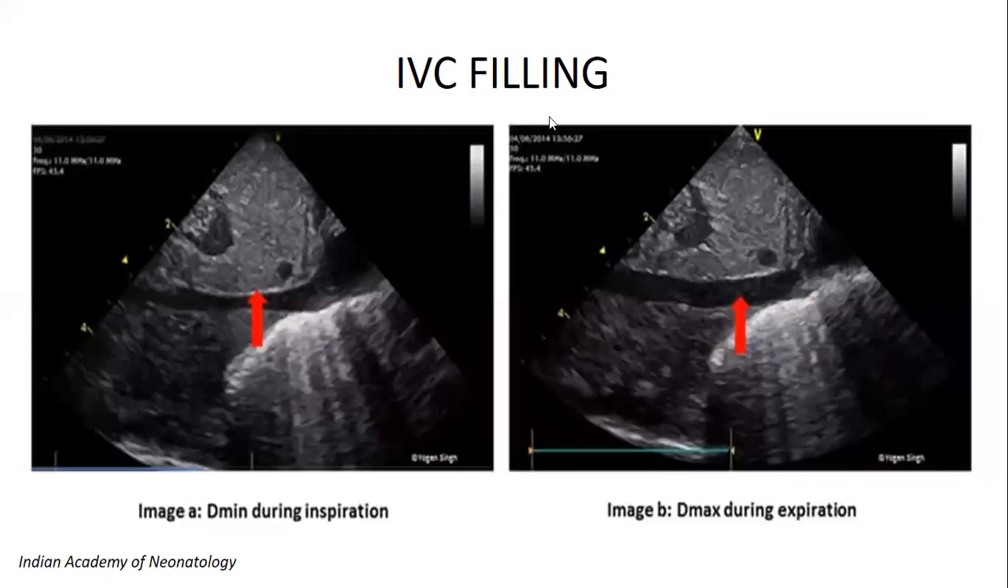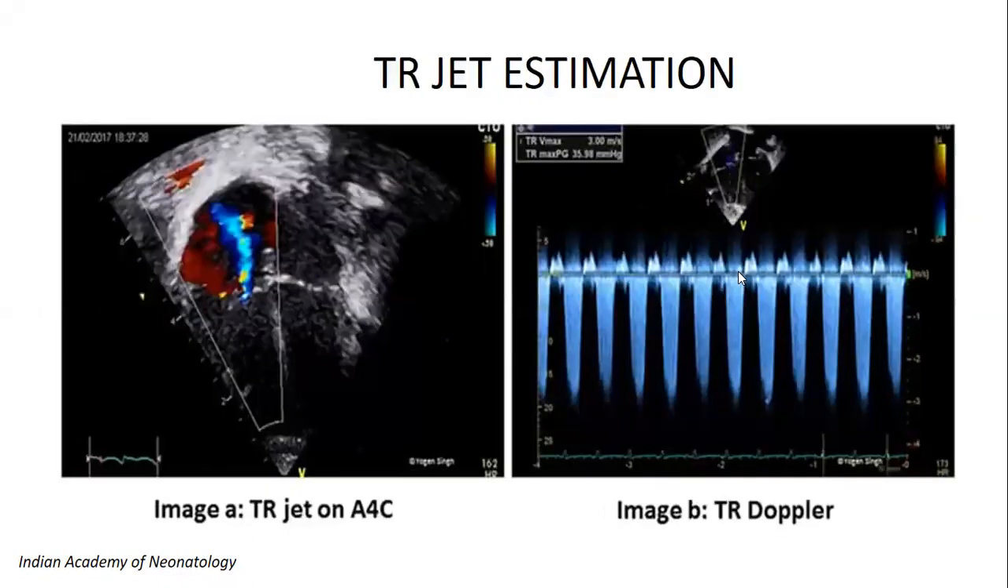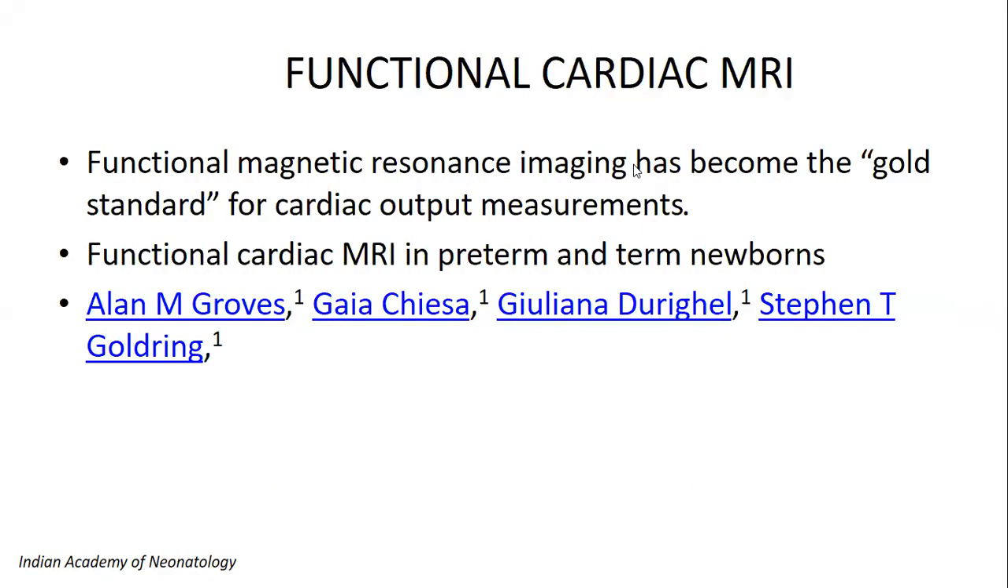So the IVC filling is another echo marker for neonatal shock. We can see the minimum in inspiration and the maximum in expiration. So that much we can see the IVC filling in shock. TR jet estimation, as we know, is done in the apical four chamber view with the Doppler reading. We can get the TR jet nicely, and this is the estimate for pulmonary hypertension.